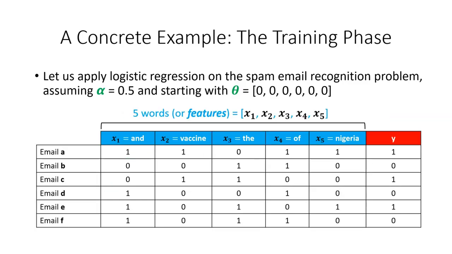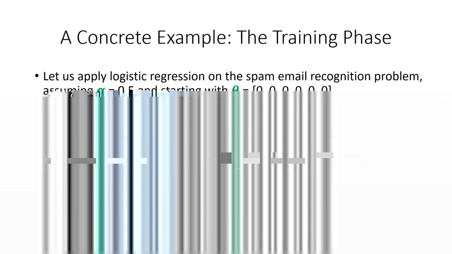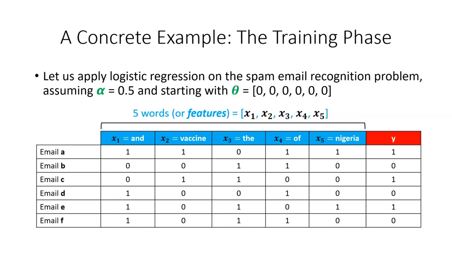Let us apply logistic regression on spam email recognition. Here we give values: for example, the word 'and', if 'and' is there it's one, if not, zero. If 'vaccine' is there it's one, if 'vaccine' is not in the email, it's zero. Similarly for the next word we assign x3. These are independent variables x1 to x5, and with their help we predict y. We have selected five words, and these words are called features. So we define six parameters. The first one is called theta naught, the intercept. You can see it over here.